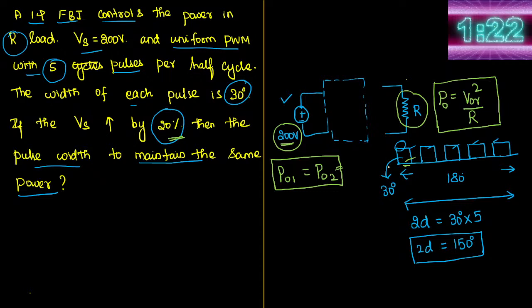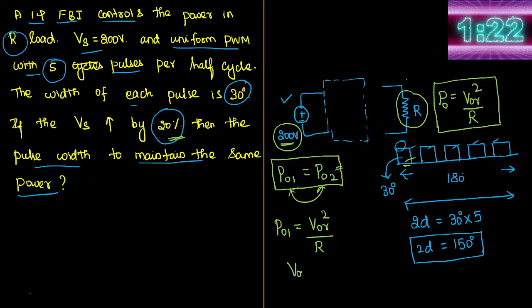If you are altering the pulse width to maintain the same power in both cases at the output side, what can be the expected value of pulse width? We have to identify the pulse width now. Shall we continue? Yes. Case number 1. To know the output power in the case number 1, we know the formula, that is V naught RMS whole square divided by R. Okay, sir.